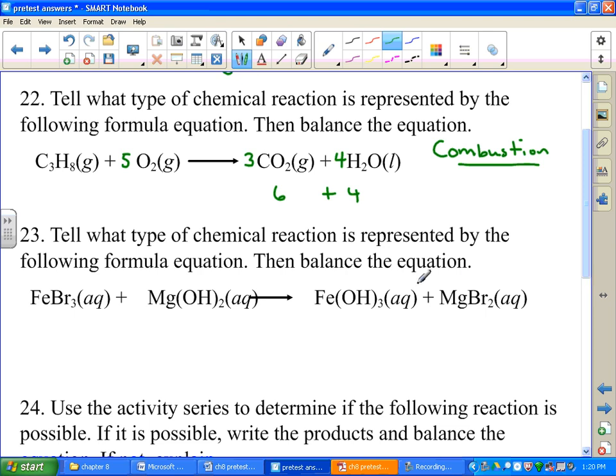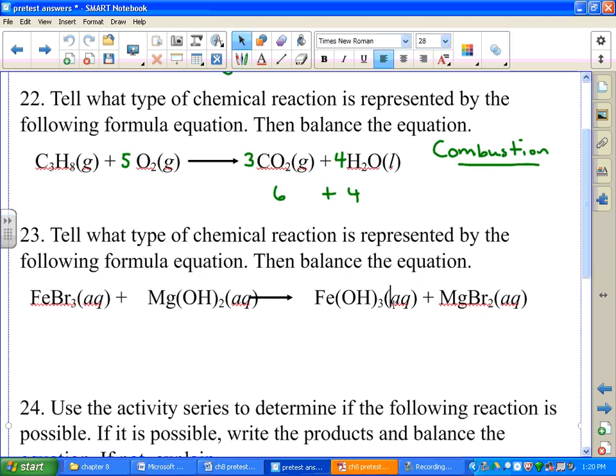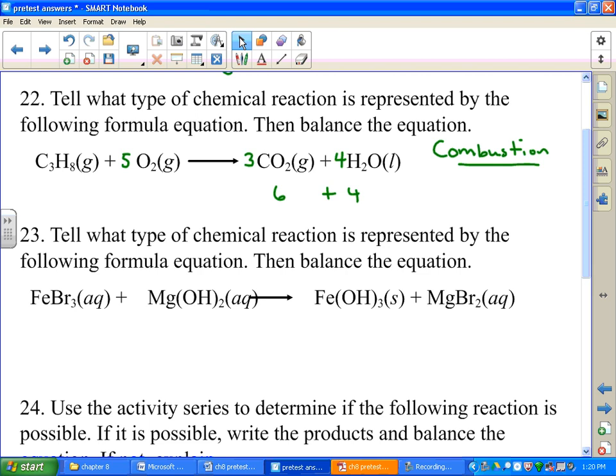Tell what type of chemical reaction is represented by the following formula equation. Then balance the equation. I can see that there is a typo. This should be an S. Okay, so I fixed that. Let's carry on. FeBr3 aqueous plus Mg(OH)2 aqueous forms Fe(OH)3 aqueous and MgBr2 aqueous. Okay, when you have 2 aqueous solutions and then you end up forming a solid, this is a double displacement and it's a precipitation reaction. So we're going to write double displacement. The ions swap partners.